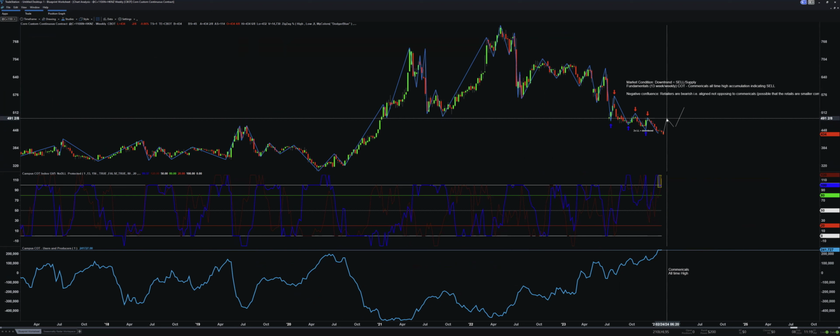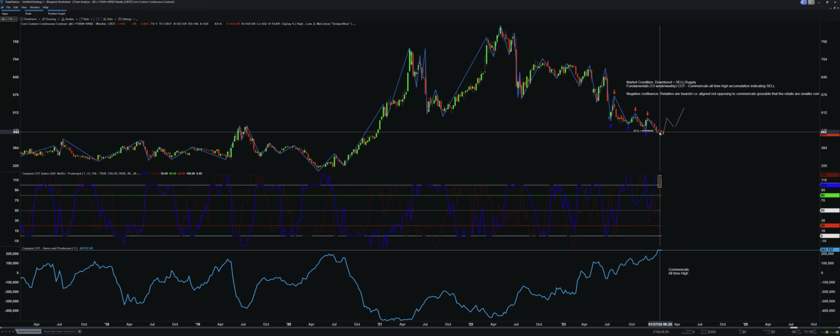We could get a little bit deeper into this topic. For example, if we're talking about the inverse head and shoulders. You're familiar with inverse head and shoulders? Yes, I am. So this could be our left shoulder. This could be our head. This could be our right shoulder. We'd have our neckline here.